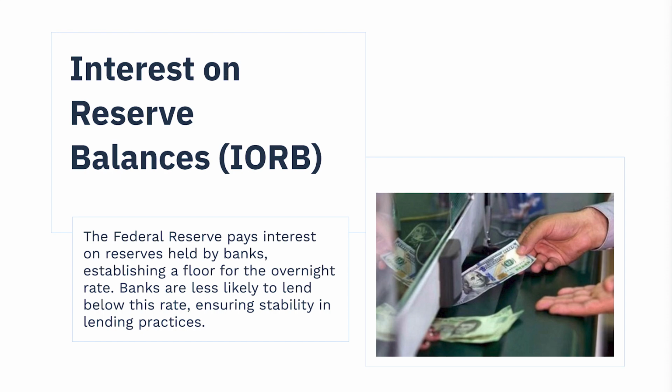Lastly, interest on reserve balances, IORB. The Federal Reserve also influences the overnight rate by paying interest on reserves held by banks. The interest rate on reserve balances, IORB, acts as a floor for the overnight rate, since banks are unlikely to lend at rates lower than what they can earn by holding reserves at the Fed.